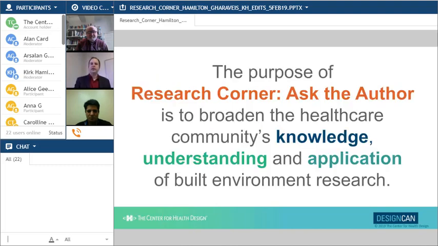The purpose of the Research Corner Ask the Author is to engage the healthcare design community in dialogue regarding important research, to help us better understand the links between the built environment and health-related outcomes and to apply it in the real world.